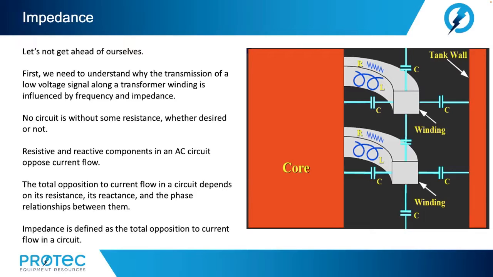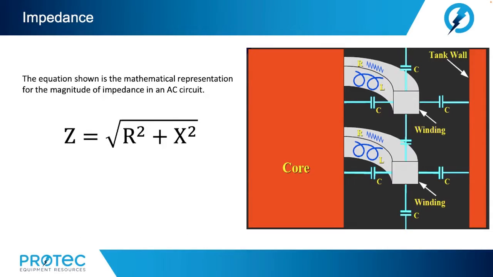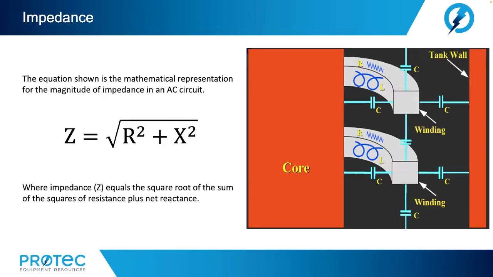Impedance is defined as the total opposition to current flow in a circuit. Now, the equation shown is the mathematical representation for the magnitude of impedance in an AC circuit, where impedance, represented by the capital letter Z, equals the square root of the sum of the squares of resistance plus net reactance.